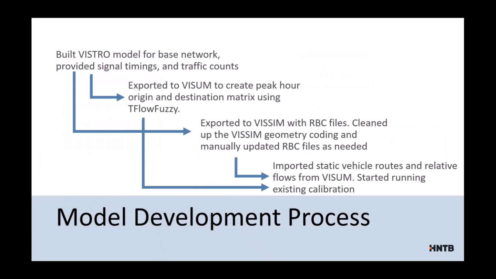So our existing model process here, like I said, we started in Vistro. We coded in the base network, all of our intersection geometry, the provided signal timings and phasing, all of our traffic counts, exported that to Basum to create our peak hour origin destination matrix. Use that Vistro model to import into Visum with our RBC files that were already coded. Did some cleanup with the Visum geometry and RBC coding, and then imported our static vehicle routes from Visum into that Visum model to start running our existing calibration.